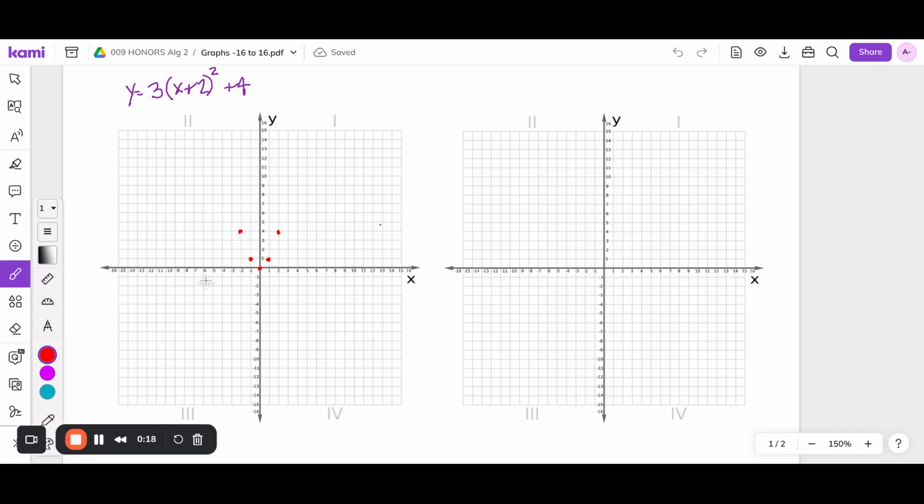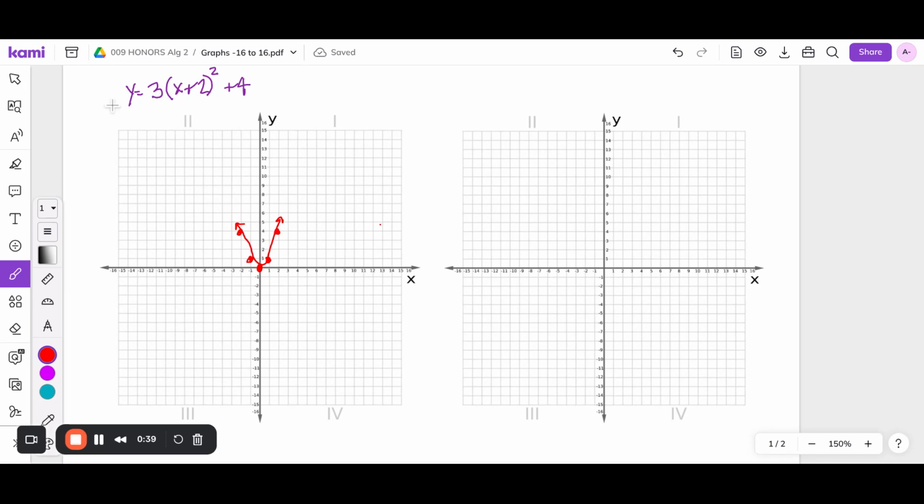These red dots here are the parent function ordered pairs, right? Because 0 squared is 0. Okay, so that's why 0, 0 is on there. 1 squared is 1. And then 2 squared is 4. All right, that's the parent function.